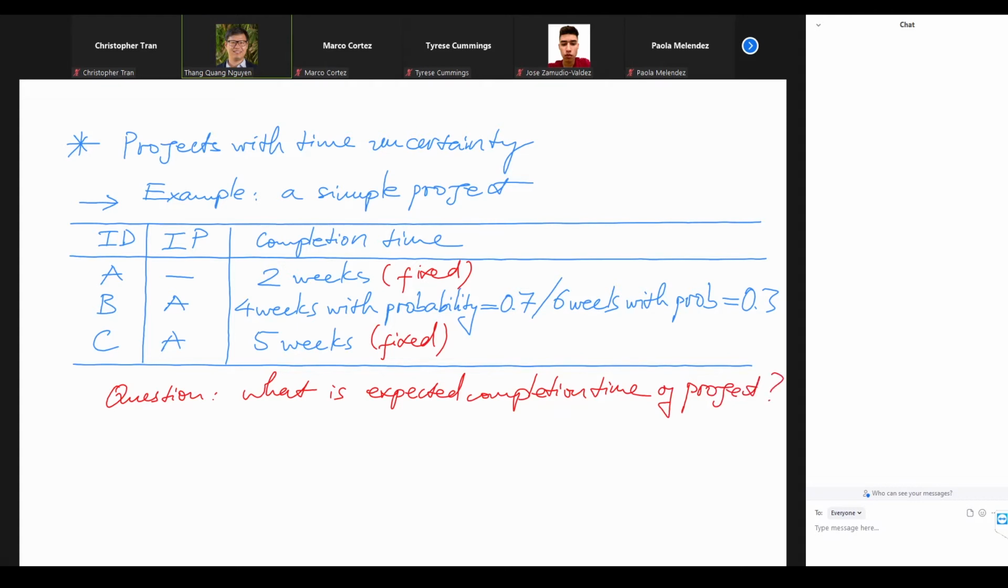So expected means average. Assume that we repeat these projects multiple times. Then on average, how long does it take to complete the project? That's the question here. Of course, a project is not repeated. Normally it is a one-off. But here we try to calculate how long it's going to take on average to finish the project. To do that, we should notice the following 2 possibilities.